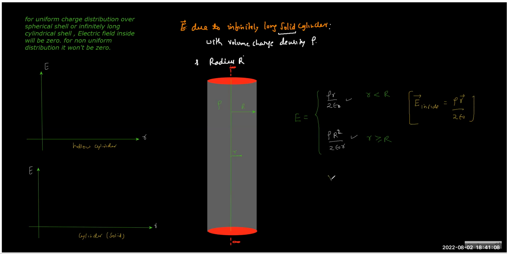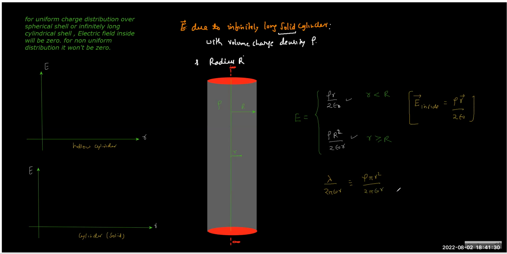Let me give you the answer again. It's lambda by... I can apply lambda for both cases to get the same answer. So with only one formula, I can get all of the answers. So how? Let's say you want to find the field inside. Inside means up to R radius. So rho into pi r square is the lambda.